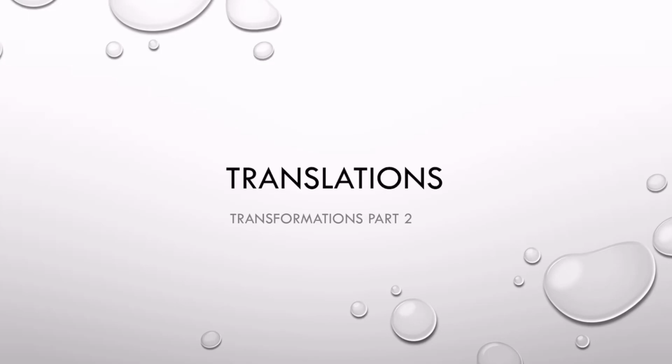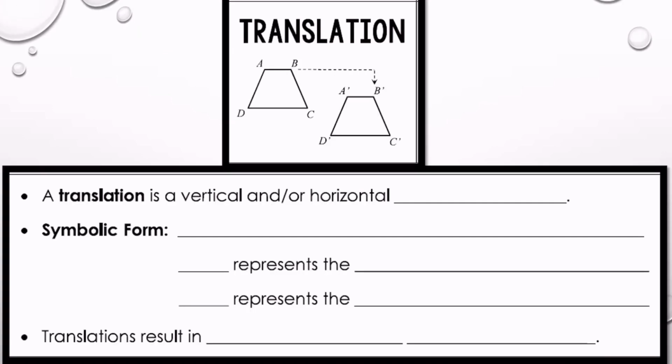Okay, so let's take a look at our next type of transformation, and that's called a translation. So a translation is a vertical and/or horizontal, meaning we can do more than one, slide. It's where I take my shape. It's going to stay the same direction, same position. It's just going to move left, right, up, or down.